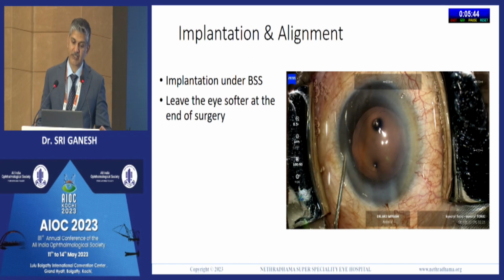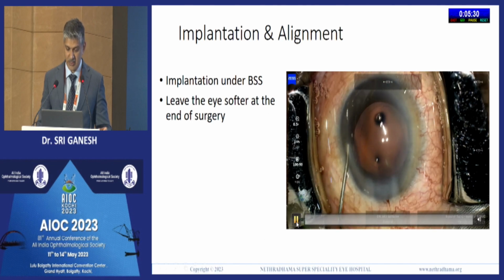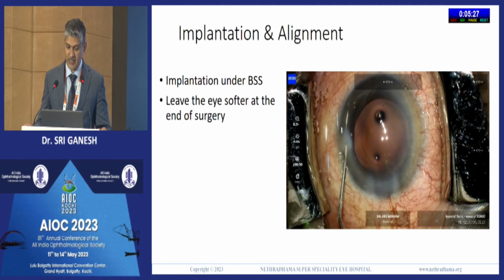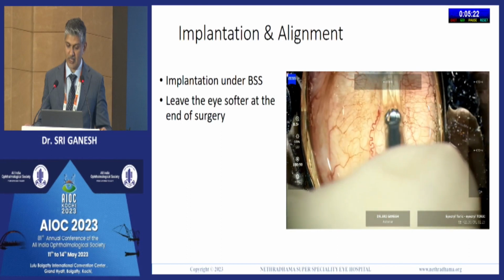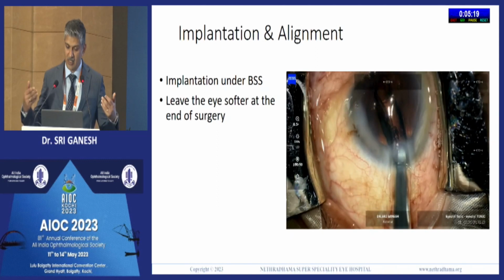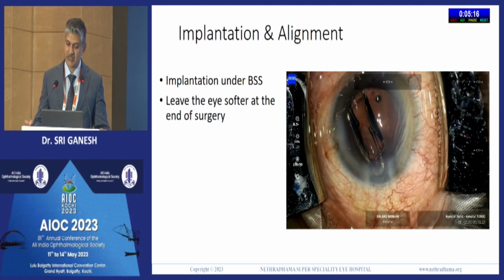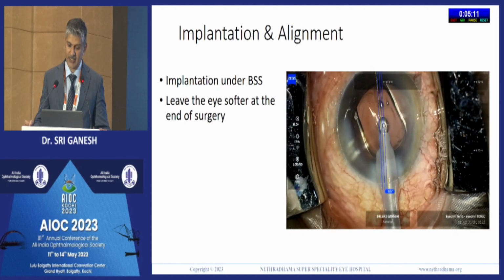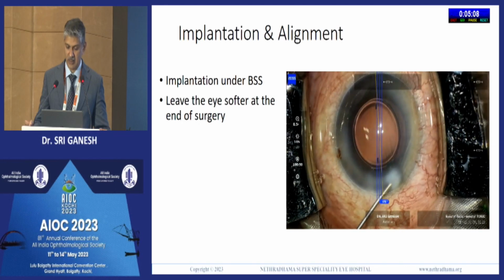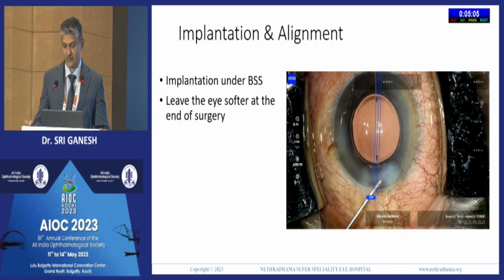Coming to implantation and alignment, what we have found is that implantation under BSS gives rise to less rotation of the lens, and it is very good to leave the eye a little softer at the end of the surgery. So if you look at this, I am doing an implantation under BSS. I fill the anterior chamber with BSS, hydrate the side port, and then I don't use an irrigating cannula because it is a closed incision. I just inject the lens under BSS, that's a wound assisted injection, and then just push the trailing haptic, and then I use the markerless system to align the lens.